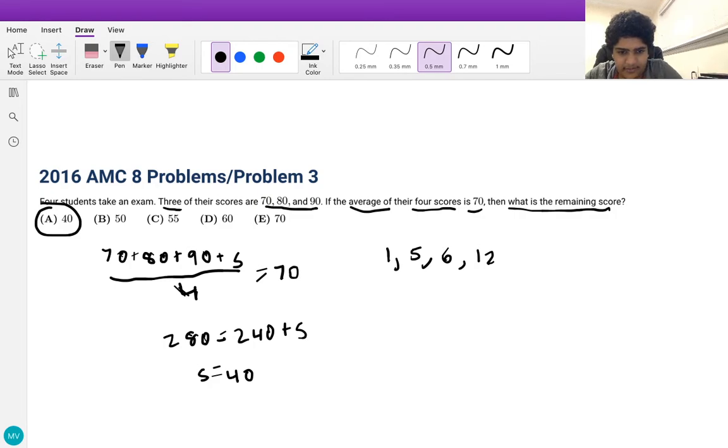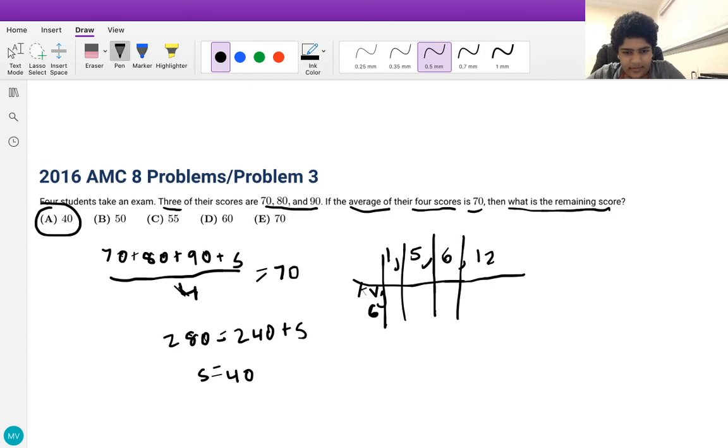So the average is 6. Now when we look at the differences, like this, if we just draw a short table, and then draw vertical columns, like this, we see that the differences are -5, -1, 0, and 6. And the sum of these differences is 0, because that's what's required to make 6 the average.